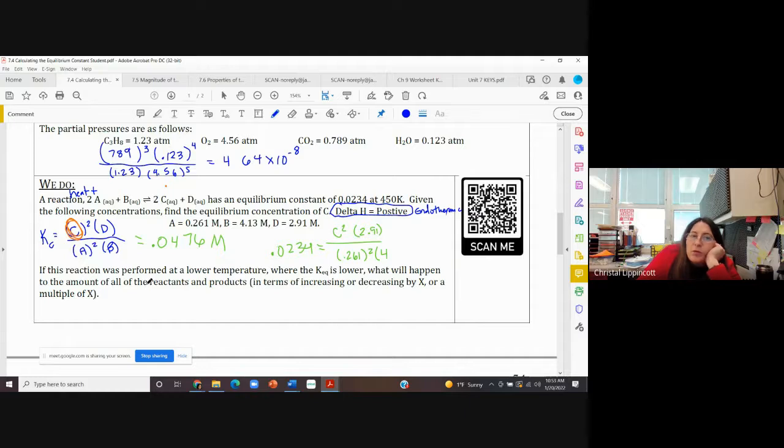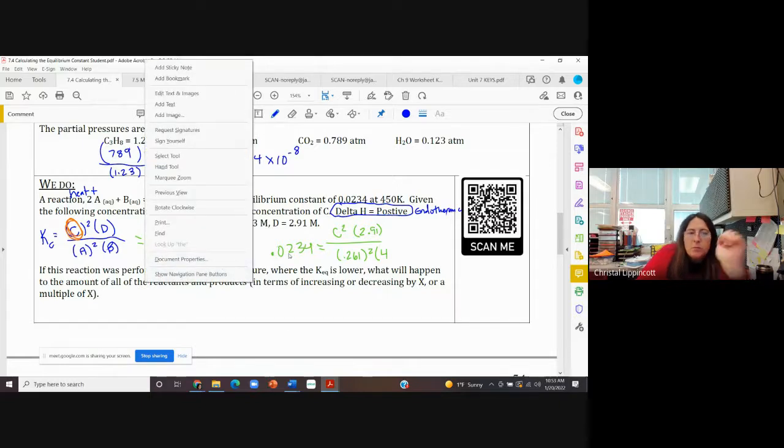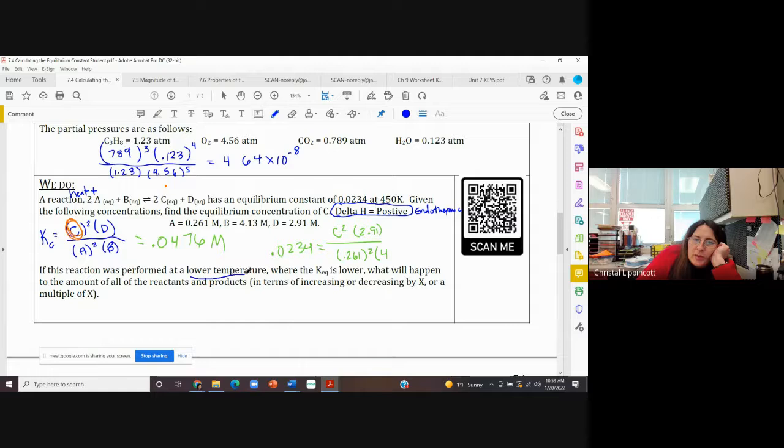Well, some of them will increase, some of them will decrease. If this is at a lower temperature and the KEQ is lower, that means that our reactants would have gotten bigger, right? And these would have gotten smaller, yes? If KEQ is smaller, that means that this number went down and this number went up, because you're dividing by a bigger thing, thus making this smaller.